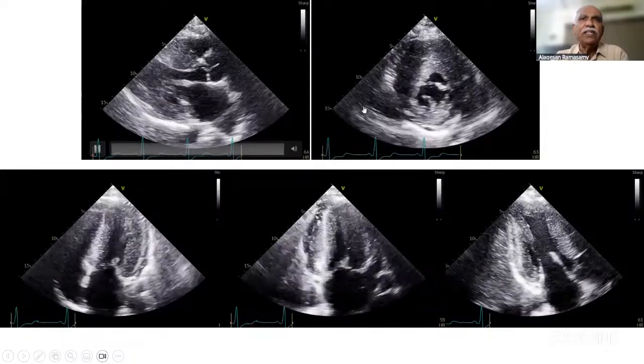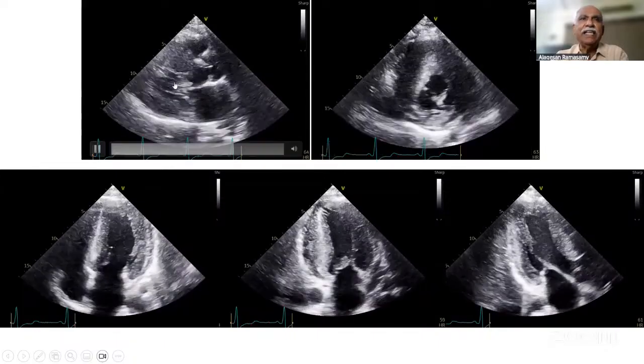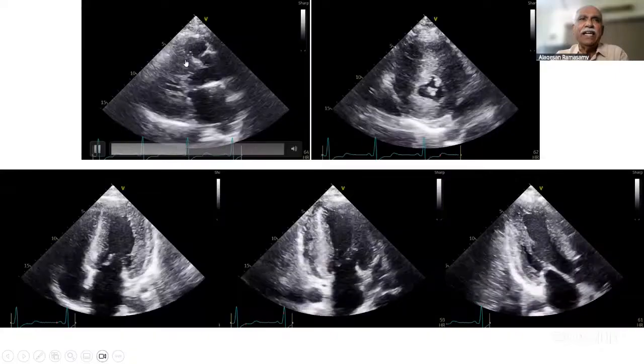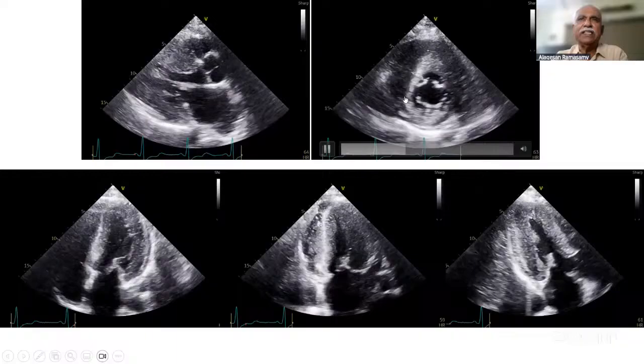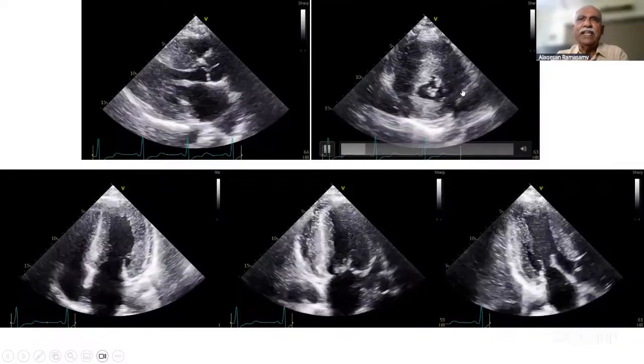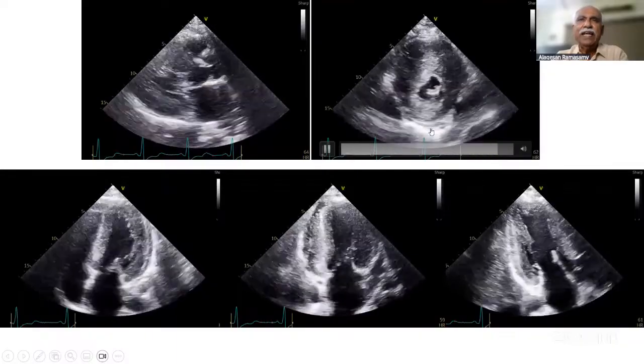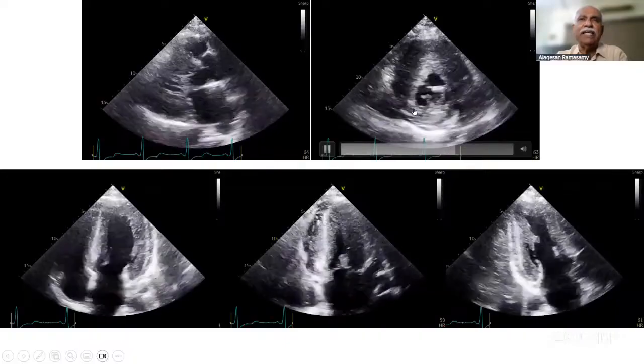Now we'll go on to the two-dimensional echocardiogram. You can see here the interventricular septum is thickened. You can see the anterior and the posterior septum are thickened. The left ventricular anterior wall is markedly thickened. The lateral wall and the posterior wall are mildly thickened.